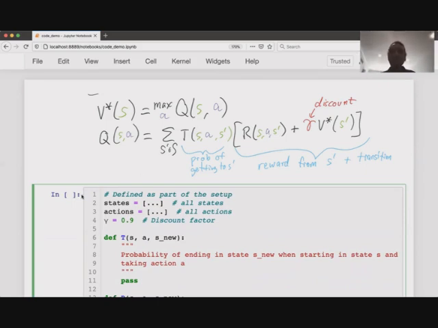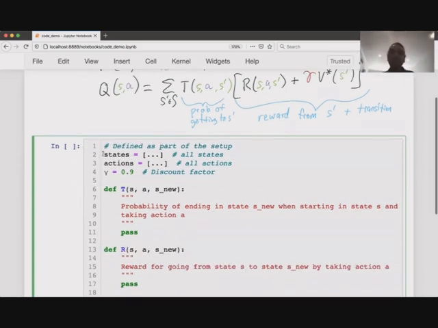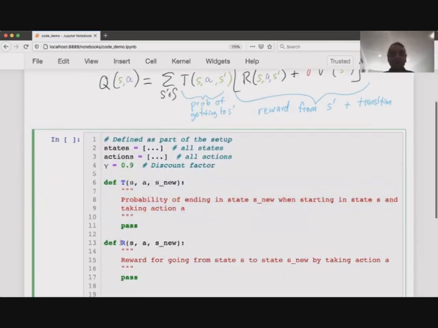Okay, so let's think about how we might write some code for this. So we have some set of states, right? We define a bunch of states, we define a bunch of actions, and we define this discount factor gamma, the Greek letter gamma. And then we have some function defined T, which is our transition probability, and then we have some reward function defined. I'm not going to bother writing these out. They depend on your problem.